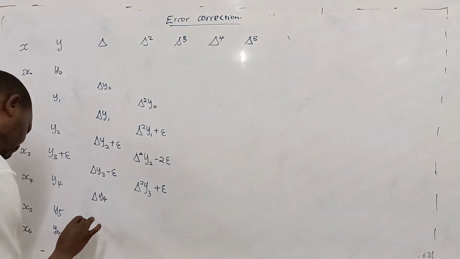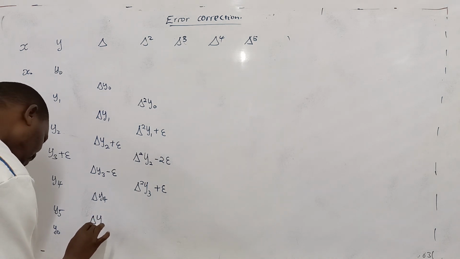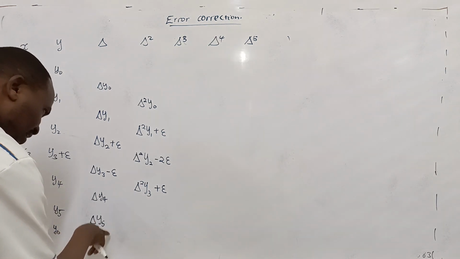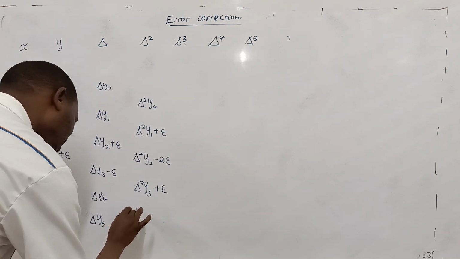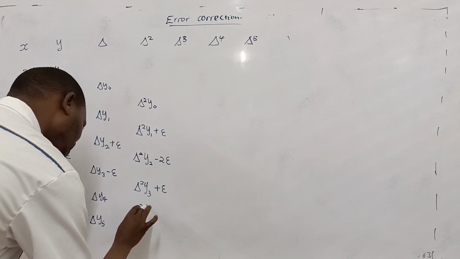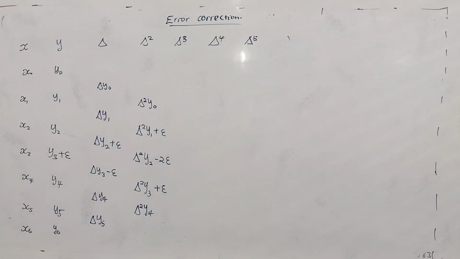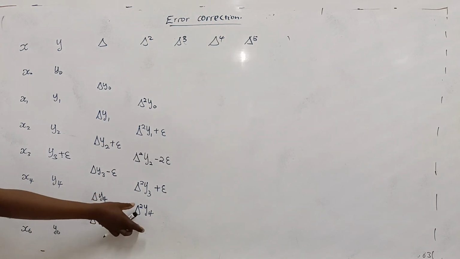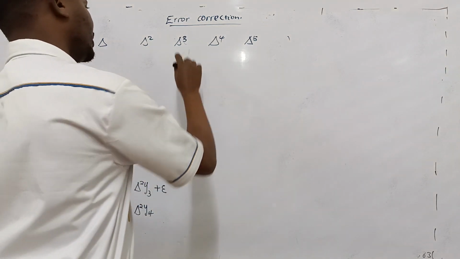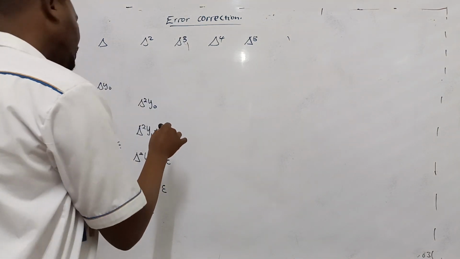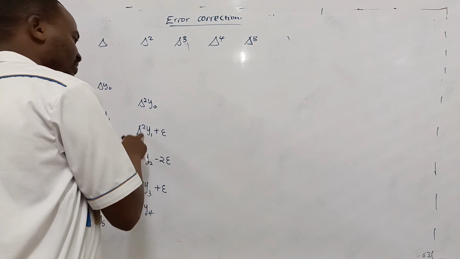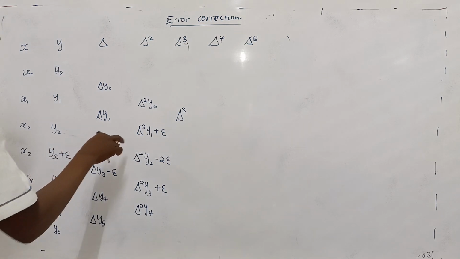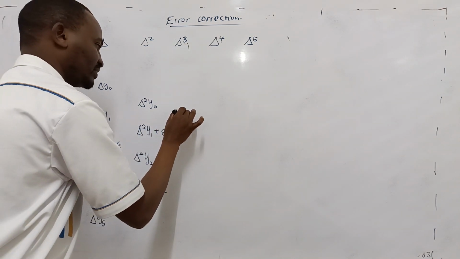This will be first forward difference of y5, and here there is no error, so this will simply be second forward difference of y4. The later values are not affected. Now what do we do next? For the third difference, if we take these two differences, they should give us the third difference of y naught.